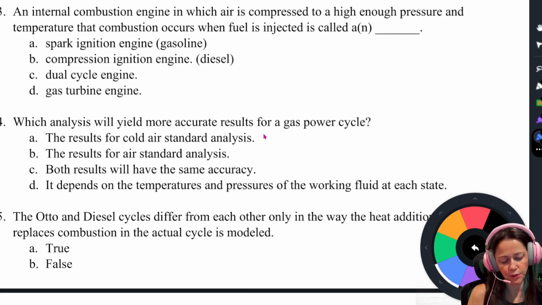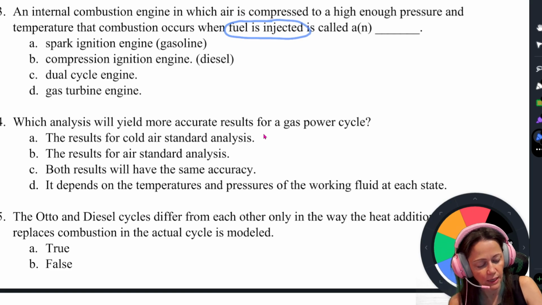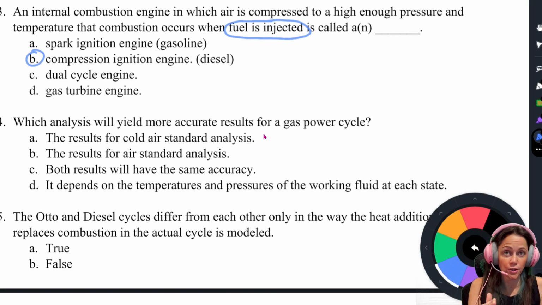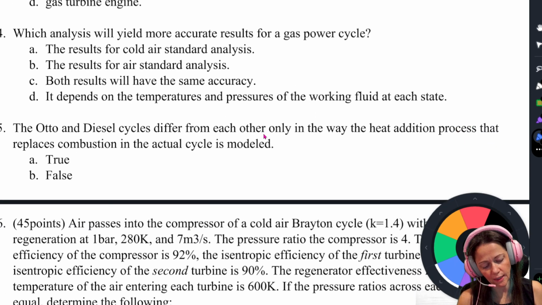Number 3, we have an internal combustion engine in which air is compressed to a high enough pressure and temperature that combustion occurs when a fuel is injected. And so this is a fuel injection. This is a compression ignition engine, right? So it's the air that's compressed, and once it is compressed to a high enough temperature and pressure, the fuel is injected, and because it's at such a high temperature, that fuel will combust, and that's how a diesel engine works.